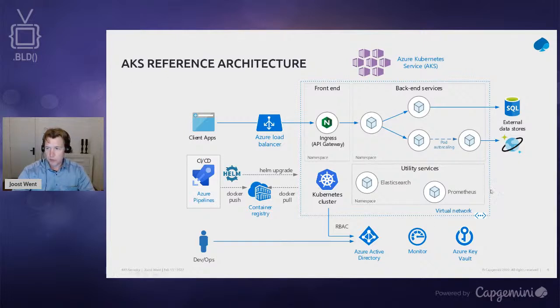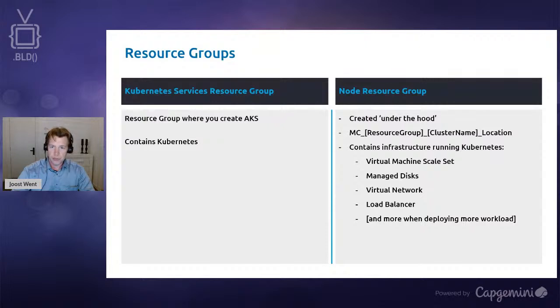So you see a lot of components, and it's not just one single thing that you deploy to Azure. So let's take a look what you really get if you just do a next finish deployment of AKS. You'll actually get two resource groups.